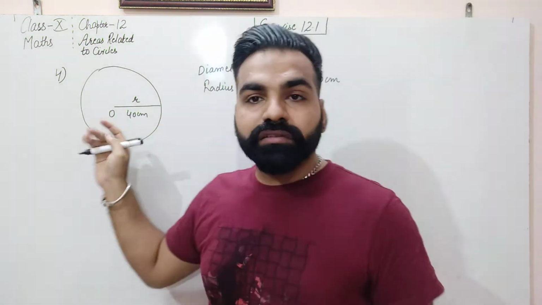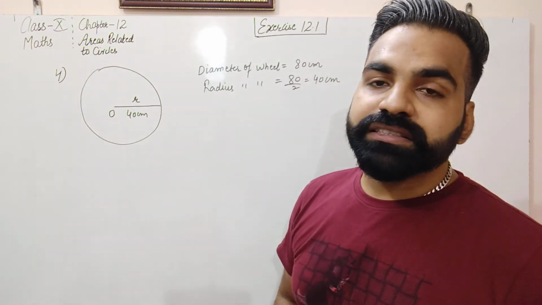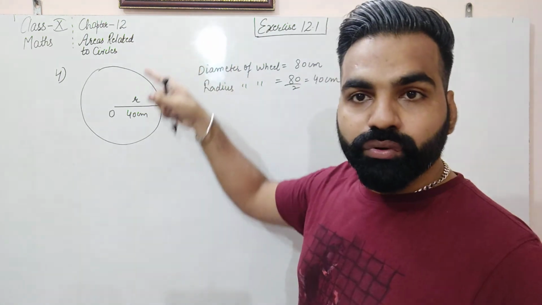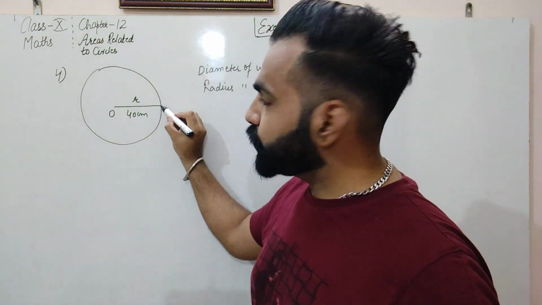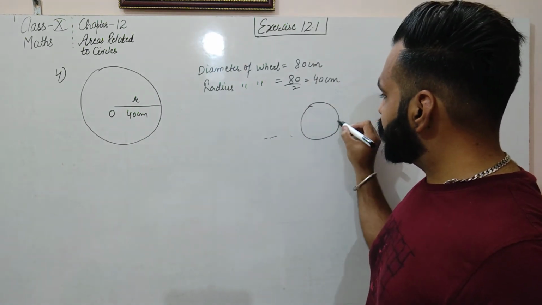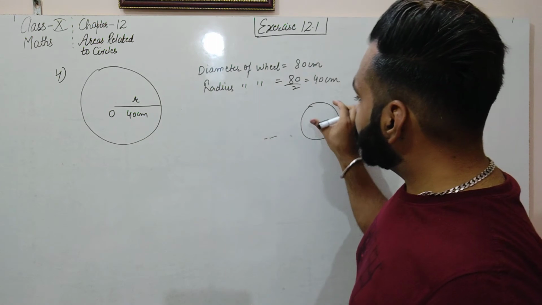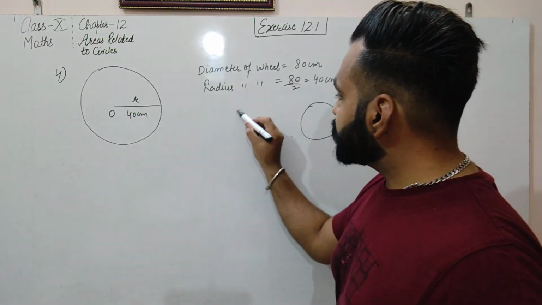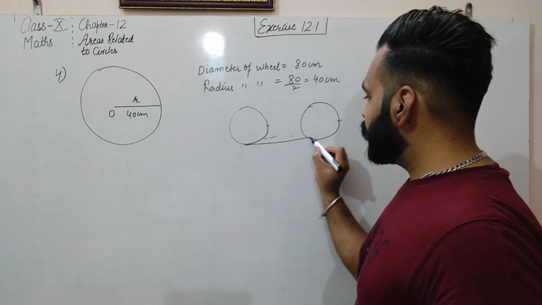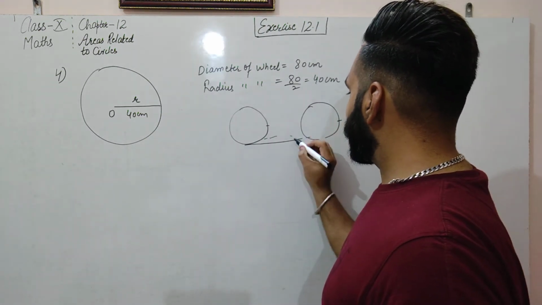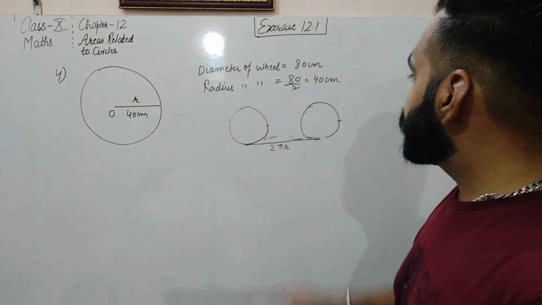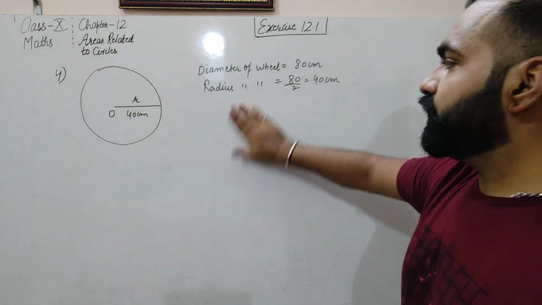So the distance covered by the wheel in one revolution is equal to the circumference of the wheel, because if a wheel moves one revolution, that means if it starts from here, then it will move further. This is the wheel, this is the initial position of the wheel. When it moves further and comes back to the original position, that is after one revolution, this distance covered will be equal to the circumference of the wheel. This will be equal to 2 pi r. So we will use this concept to find the number of revolutions here.